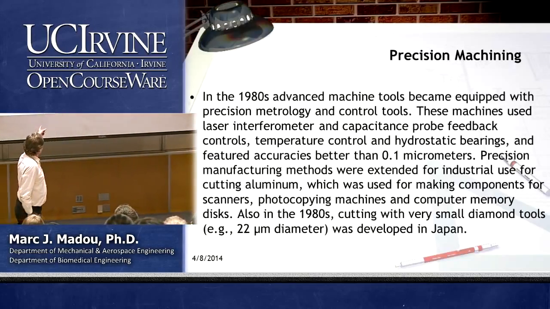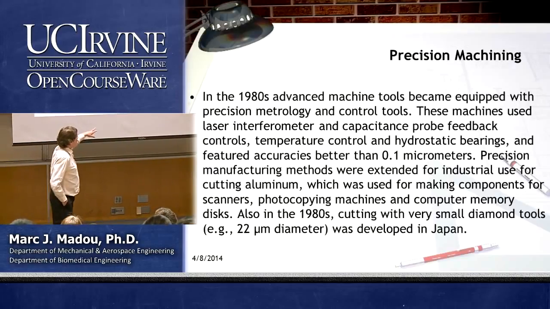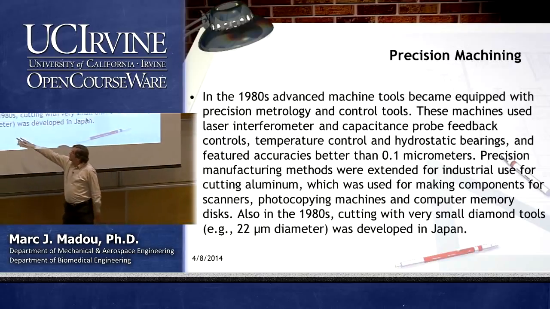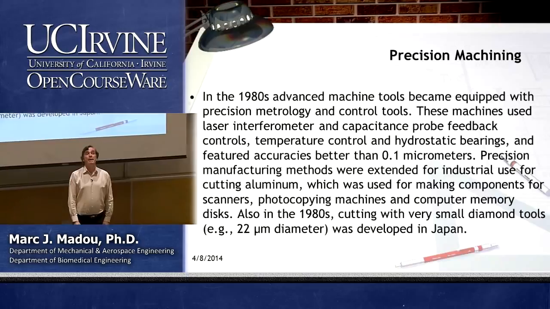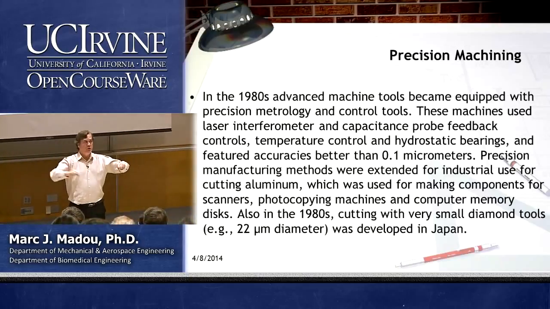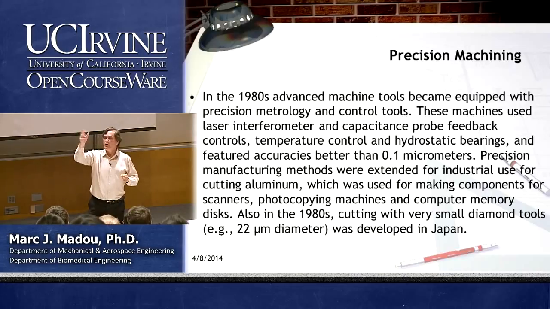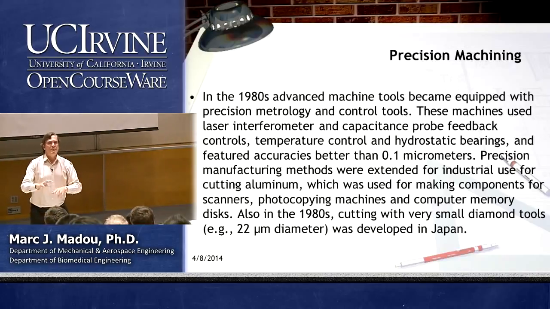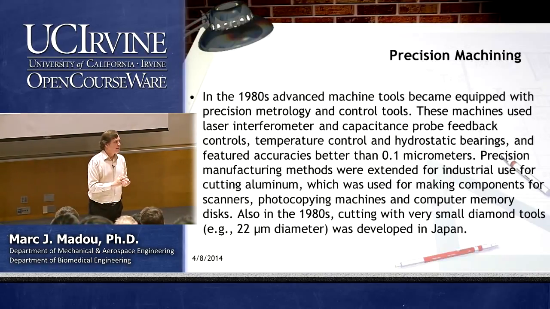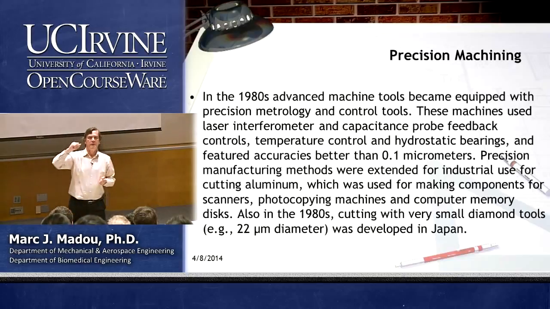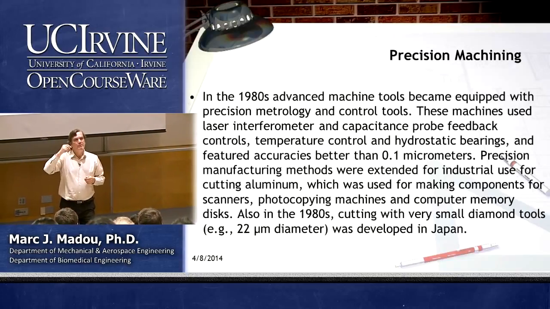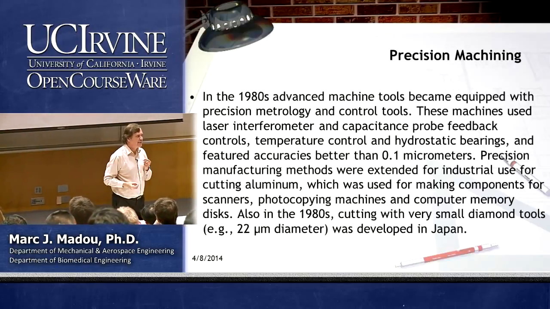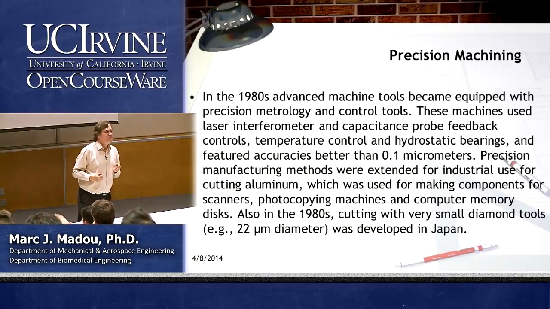For example, also in the 1980s, in Japan, they started cutting with very small diamond tools, for example with a diameter of 22 micrometers. Do you remember where I told you the cutoff is between mechanical machining and lithography? I said, if it's about that size, you could still do it with mechanical machining, but if it's below, you switch to lithography. What was that number? 100 microns. So you can remember it, it's the same as the diameter of a human hair. So if things are much less than that, you will typically not use mechanical tools.